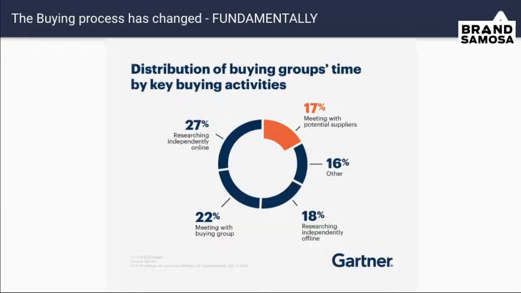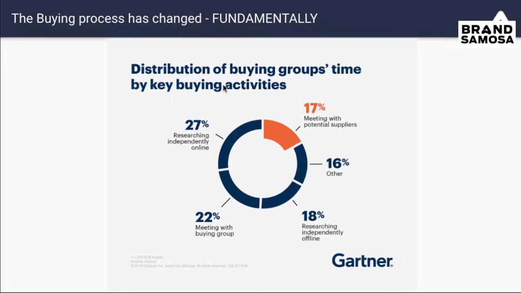But more important than that, you need to understand this very interesting research that was done by Gartner some time ago. This chart suggests that when a B2B buyer decides to buy, and it can be any product or service, there is a process they go through. They say that 27% research independently online, 18% research independently offline, 17% meet with potential suppliers, and 22% meet with the other buying group.